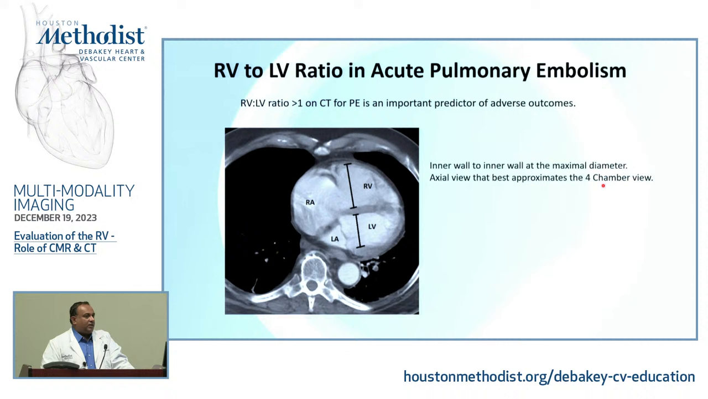The ratio is typically measured as the maximal dimension of the RV to LV on an axial view that best approximates the four-chamber view. But as cardiologists, we can actually reconstruct the four-chamber view easily and then measure it off of that.